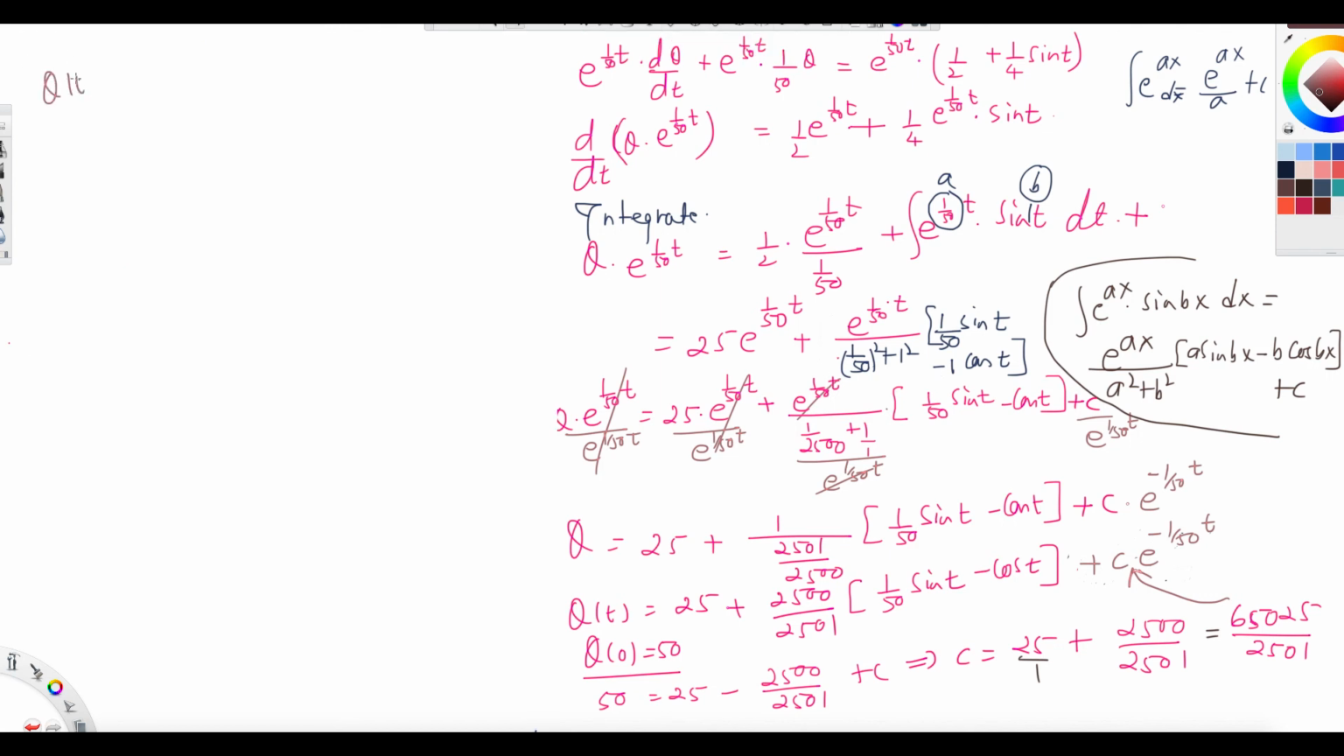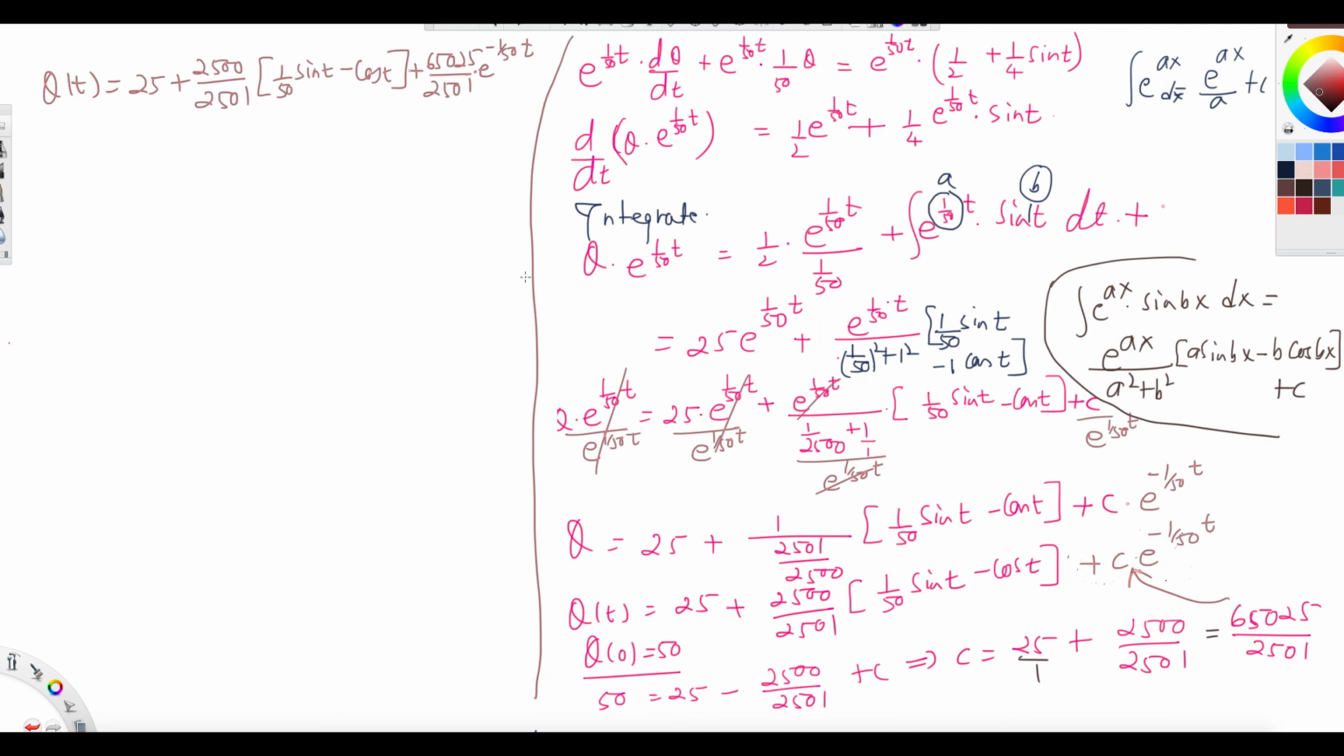So q(t) equals 25 plus 2500 over 2501, times 1 over 50 sine t minus cosine of t, and then plus 65025 over 2501 e to the negative 1 over 50 t. This is the final solution. This is the final solution for that. Okay, guys.